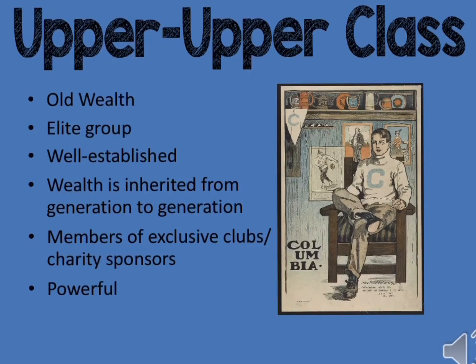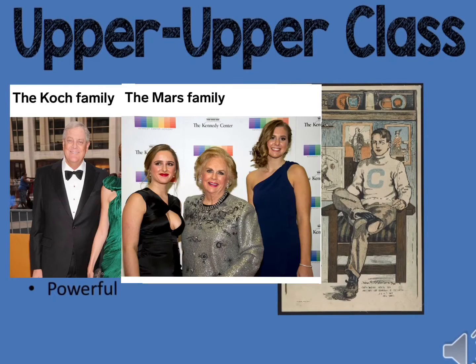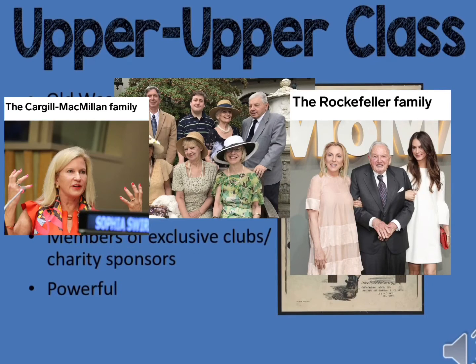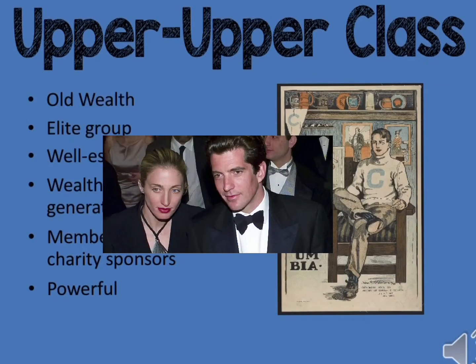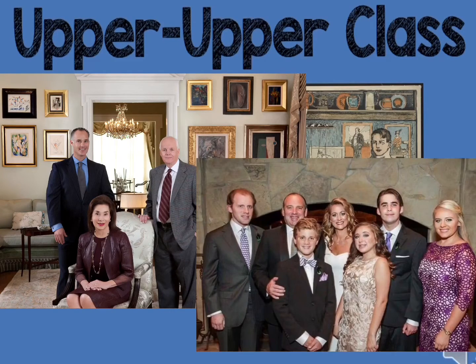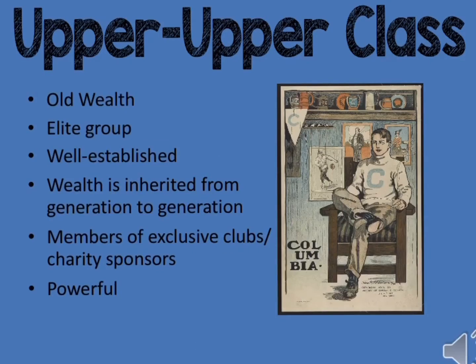Actually, you have to be born into an upper class family and raised in a particular manner to understand their upper class values, their traditions, and their cultural norms. So this is a highly exclusive group. Some of the families that you might have heard of are the Koch family, Mars family, the Waltons, Rothschilds, Vanderbilt, Rockefeller, Cargill, Macmillan, Kennedys. In our area, this would be the Cullens and the Moodys, if you've ever heard of Moody Gardens. So, yeah, that's the upper class.